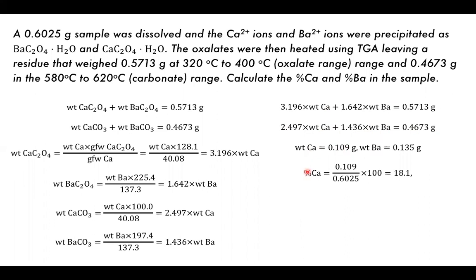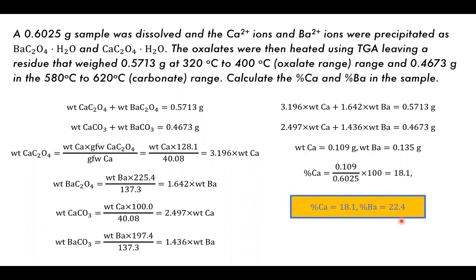And then the percent of calcium is equal to 0.109 over 0.6025 times 100%, which is going to be 18.1% calcium. And so we can do the same thing for barium, and we get the percentage of barium is 22.4. So the percentage of calcium is 18.1%, and the percentage of barium is 22.4%.